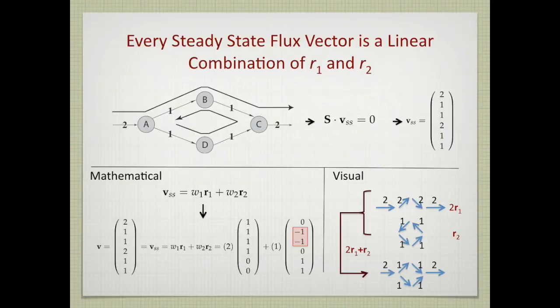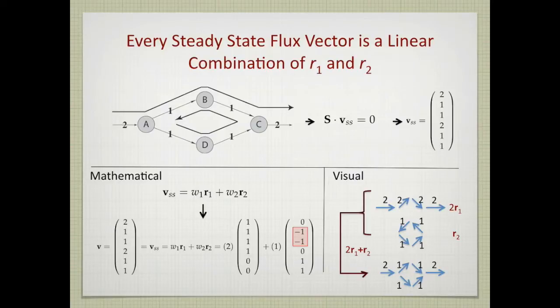What I also want to impress upon you is that we can almost do that addition visually. So on top there I show the 2 basis vectors, 2 times R1 going through the system and 1 times R2. If I just superimpose them on one another, we can see immediately what the addition is to give us that flux distribution.